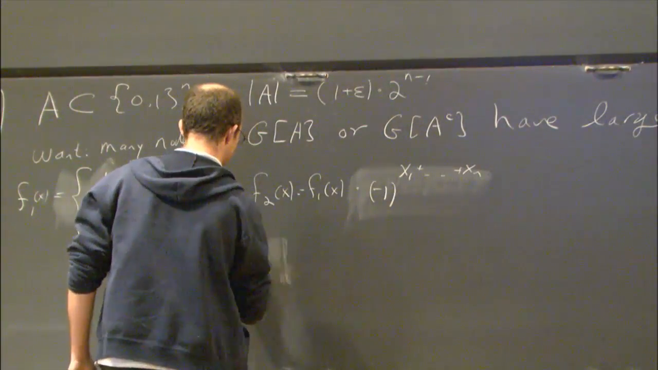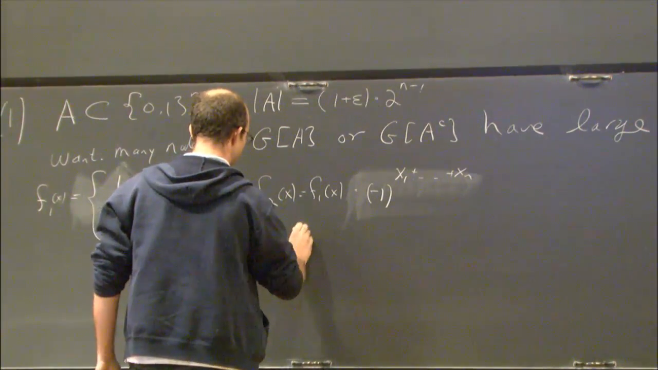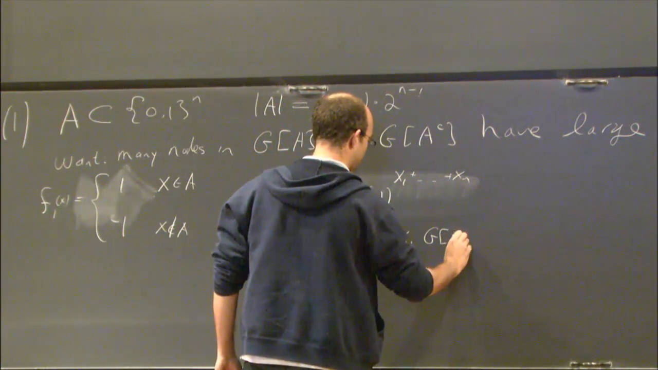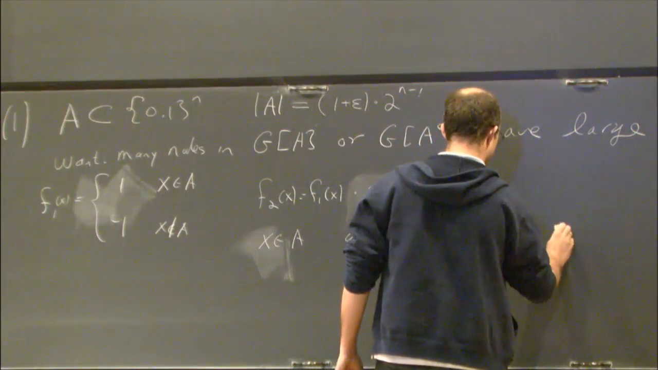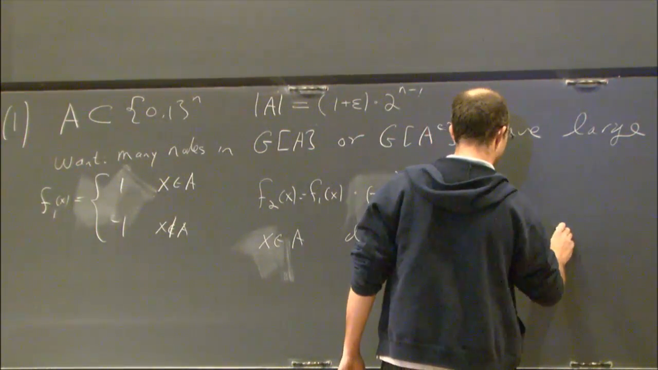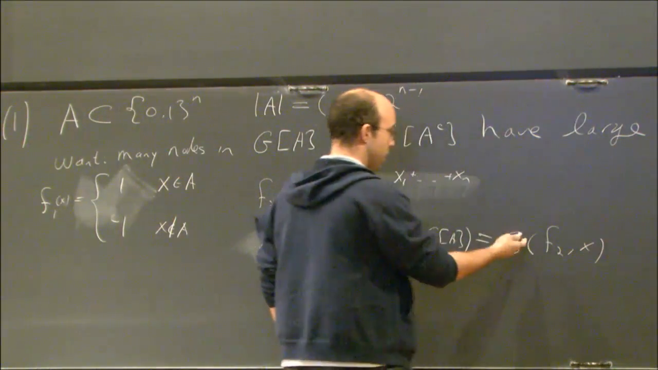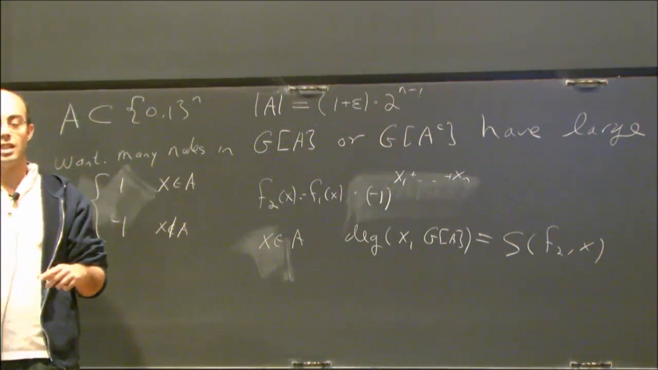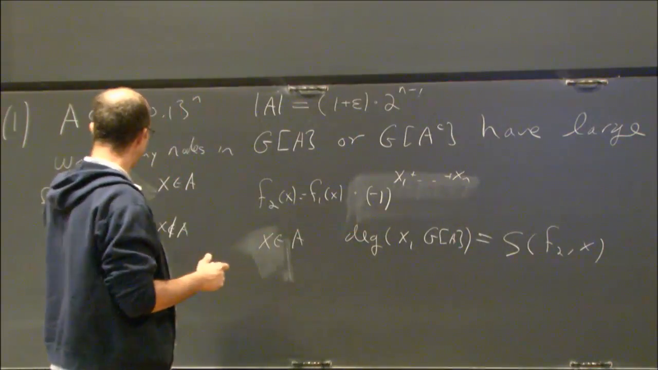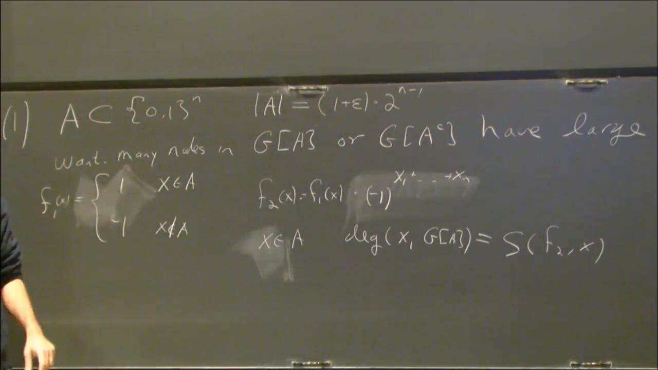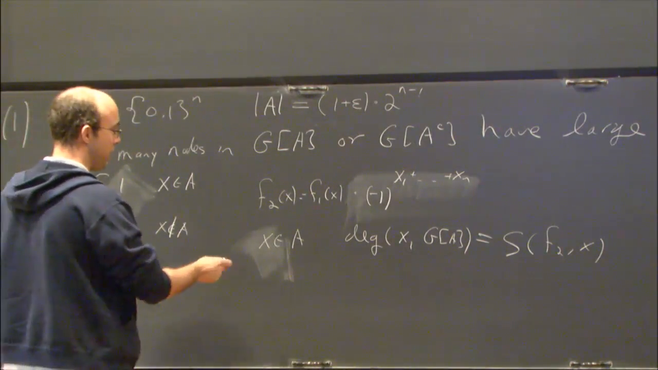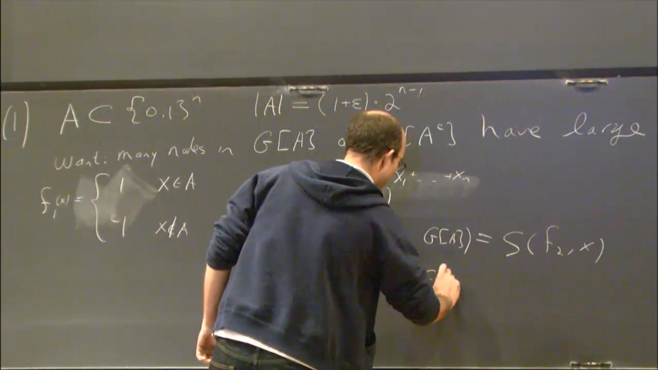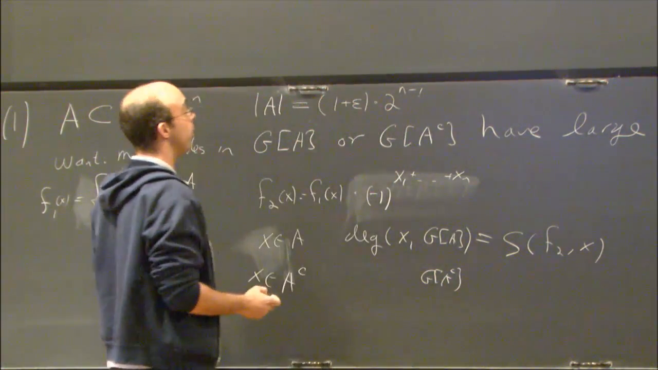So let's say if x is in A, then the degree of x in the induced graph on A just equals the sensitivity of f2 at x, right? The number of neighbors where f2 gets a different value is exactly the same as the number of neighbors where f1 gives the same value, which is just the degree. So now we just translate degree. And similarly, if x is not in A, then just replace this with A complement. It's the same thing, whichever one it belongs to.